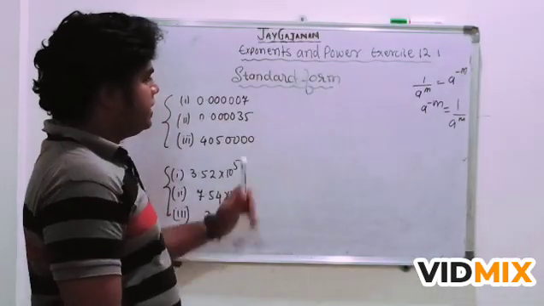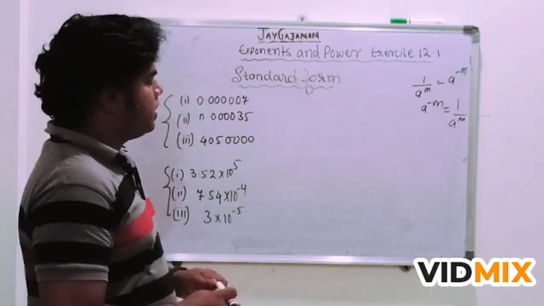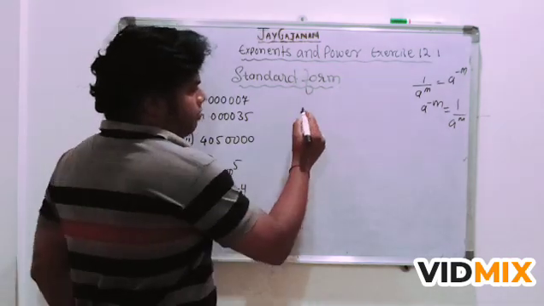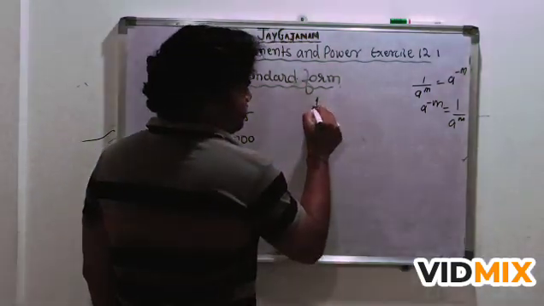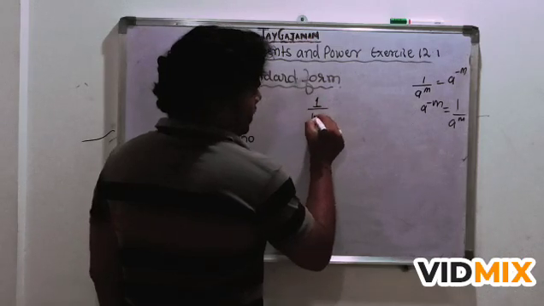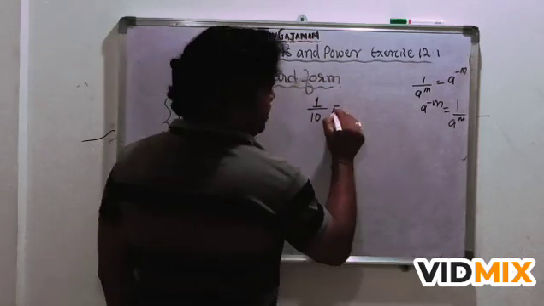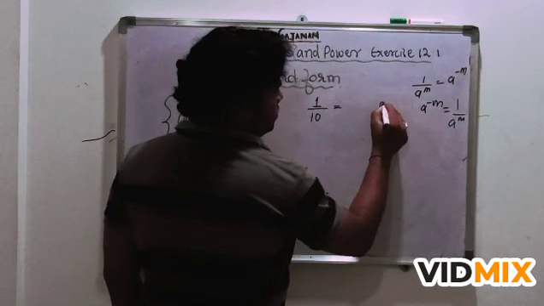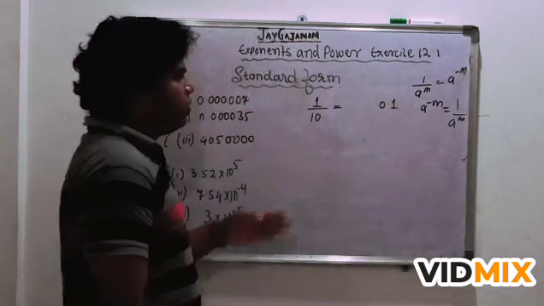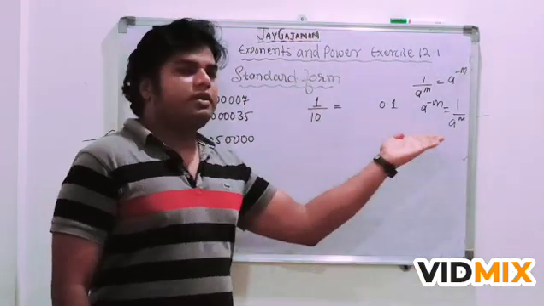Now before starting this problem I just wanted to clear one thing, that for example if I take 1 upon 10, correct, this can be written as 0.1, as we all know, if we divide 1 by 10 you will get 0.1.